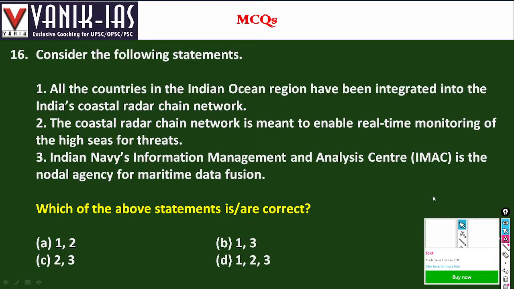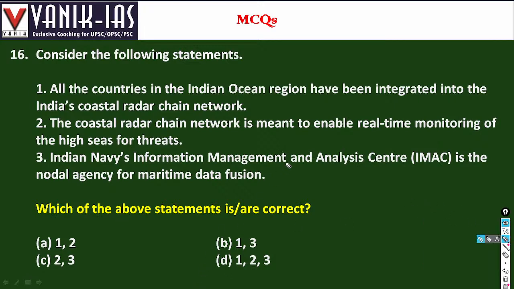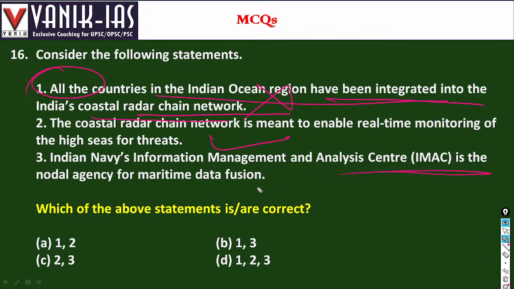Consider the following statements. All the countries in the Indian Ocean region have been integrated into the coastal radar chain network. Whenever you see "all the countries", such statements are usually wrong. The coastal radar chain network is meant to enable real-time monitoring of the high seas for threats; yes, that is its objective. The Indian Navy's Information Management and Analysis Centre (IMAC) is the nodal agency for maritime data fusion. Yes. So both statements 2 and 3 are right.